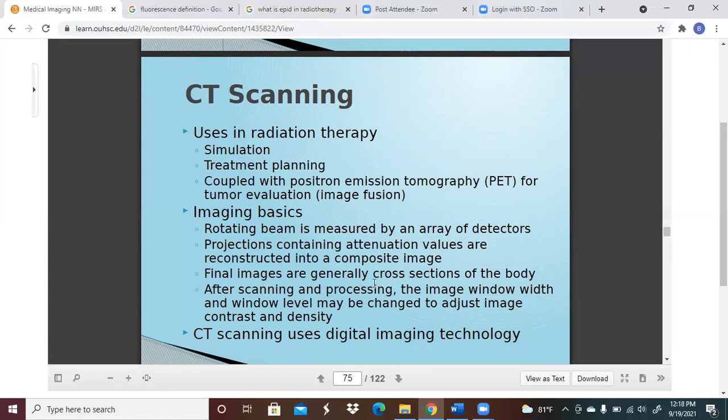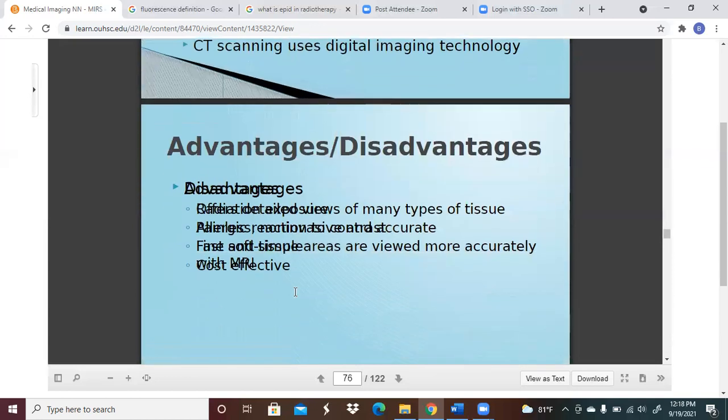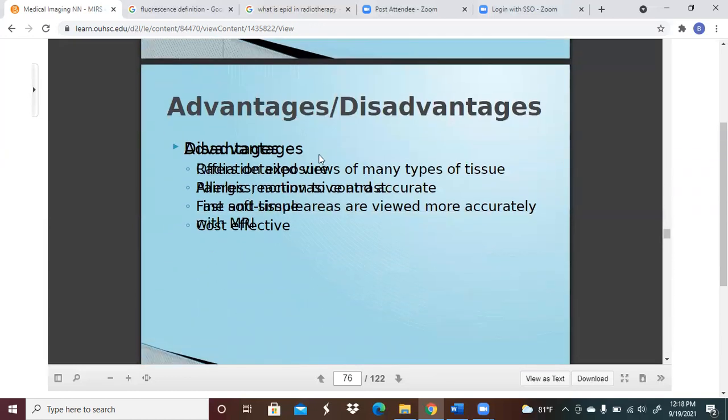The final images are generally cross sections of the body, and after scanning and processing, the image window width and window level may be changed to adjust image contrast and density. These are supposed to be separated, but apparently the advantages cancel out the disadvantages.